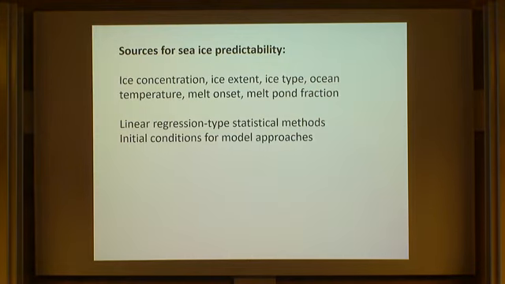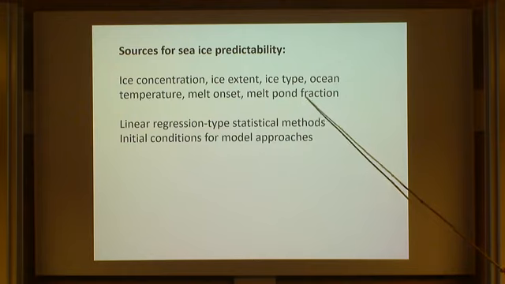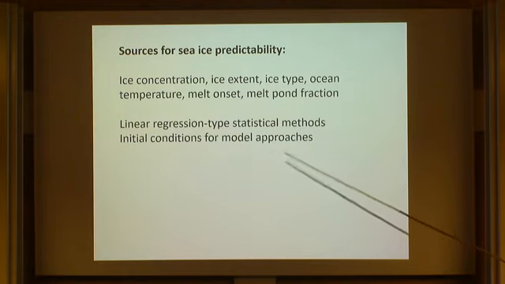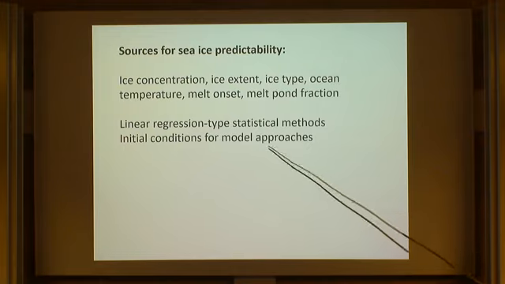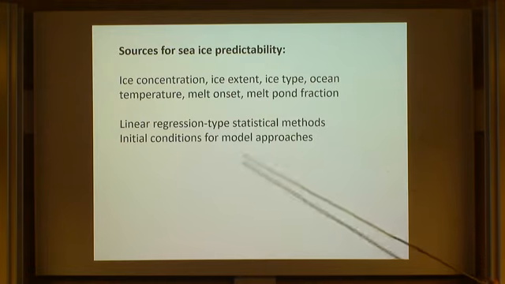Why can we actually make sea ice predictions? There are certain quantities which might have an impact on future sea ice. Quite obvious are ice concentration and ice extent, the type of ice, and temperatures in the ocean, which have a longer impact on the melt onset and the melt pond fraction. The statistical methods are normally of the linear regression type: you look at correlations with the September ice extent and use that to make forecasts for following years. Another possibility is model approaches where you prescribe certain initial conditions. Based on these initial conditions, can you make some predictions?